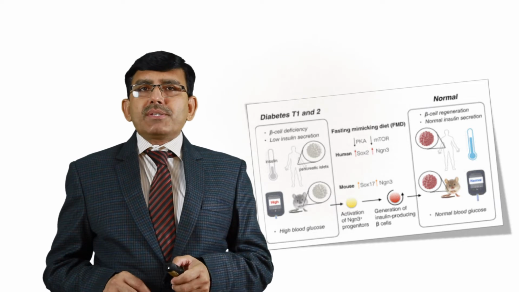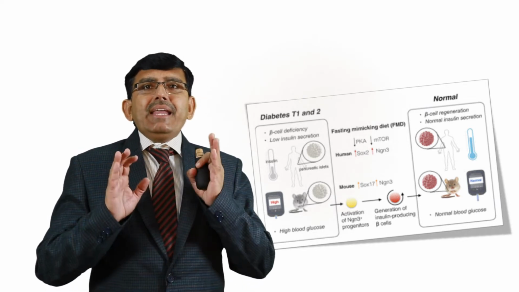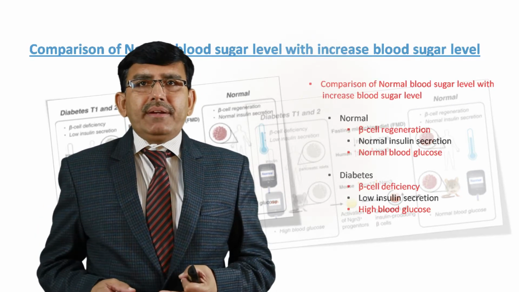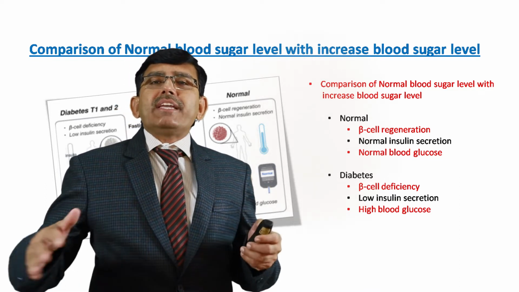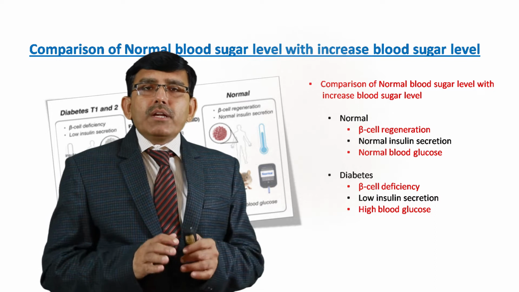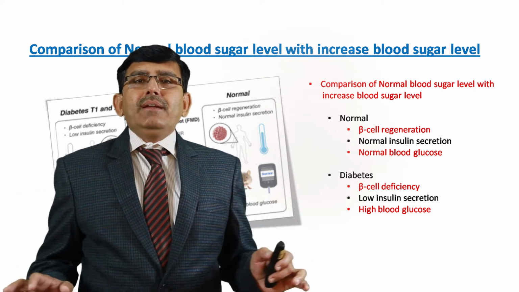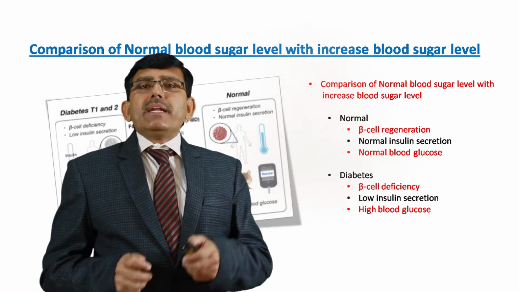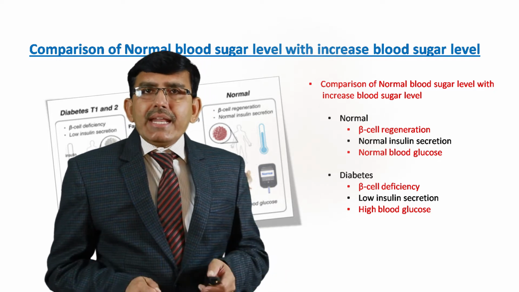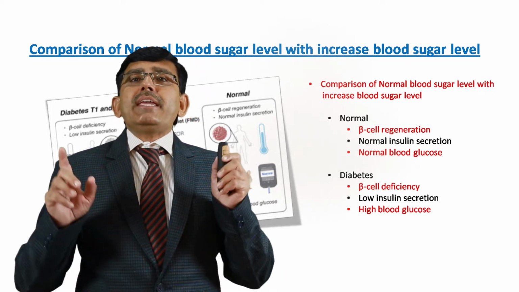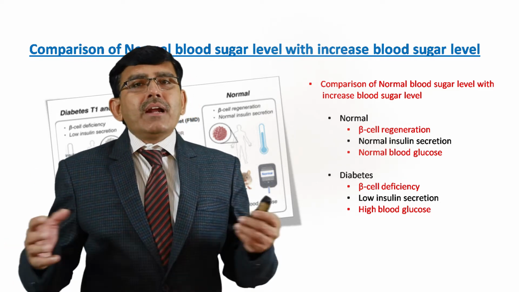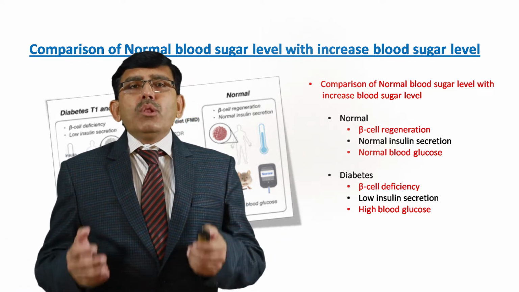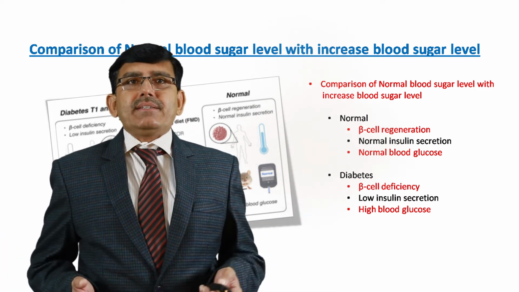In this slide, it has been compared with the normal process. In the normal process, beta cell regeneration happens. Due to that, normal insulin secretion goes on. Normal blood glucose is maintained. But if the subject is diabetic, then beta cell deficiency happens. There is low insulin secretion and ultimately the blood glucose level increases.